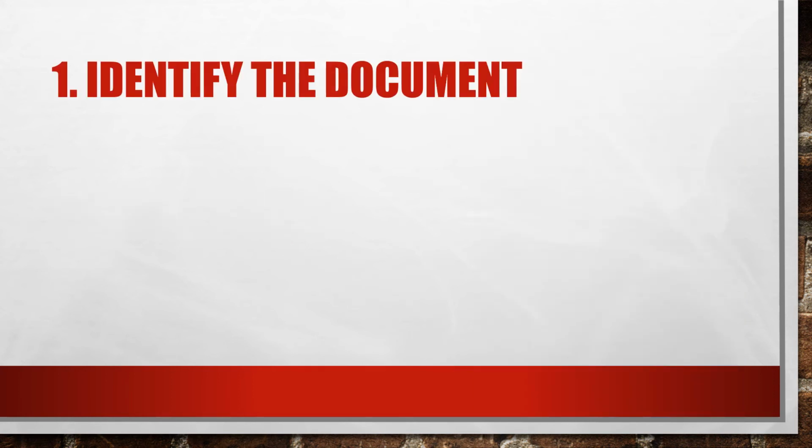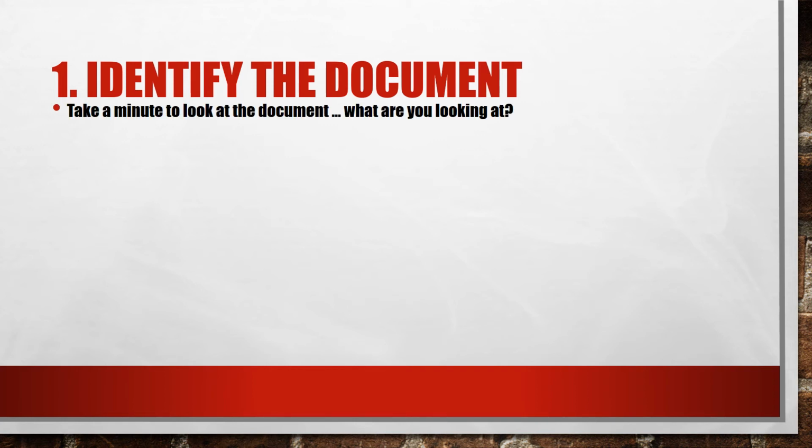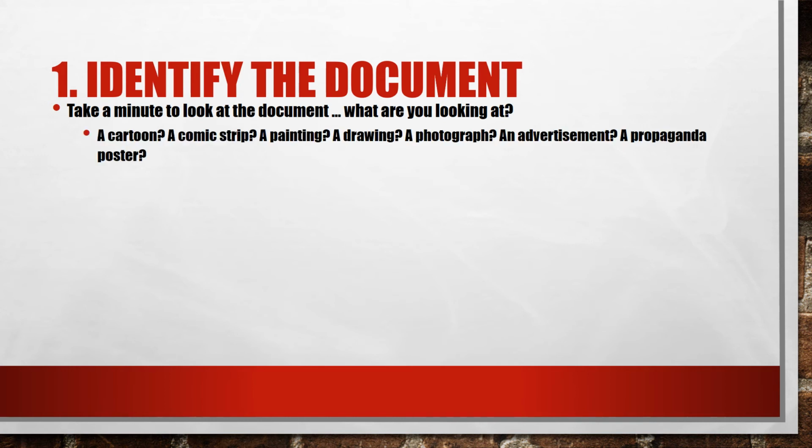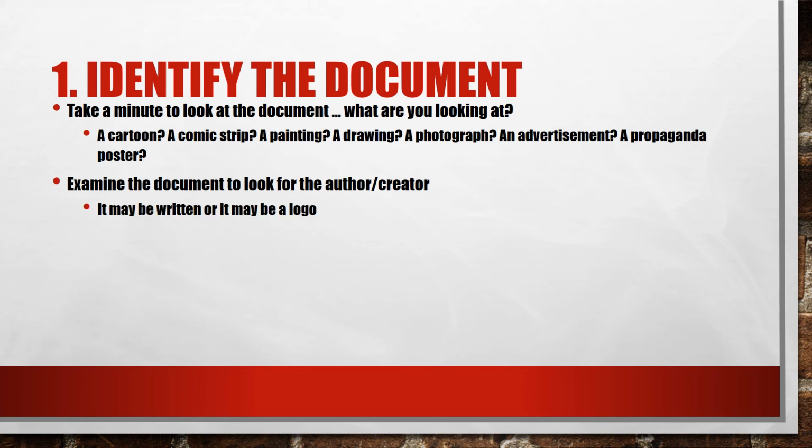So when you're identifying a document, there are certain steps. First, you should take a minute and look at the document. What are you looking at? Is it a cartoon, a comic, a drawing, a painting, a photograph, an advertisement, or in our case, a propaganda poster? Next, you need to look at the document and examine it to see if you can find the author-creator. This could also be a logo, and the source is not always on this document.